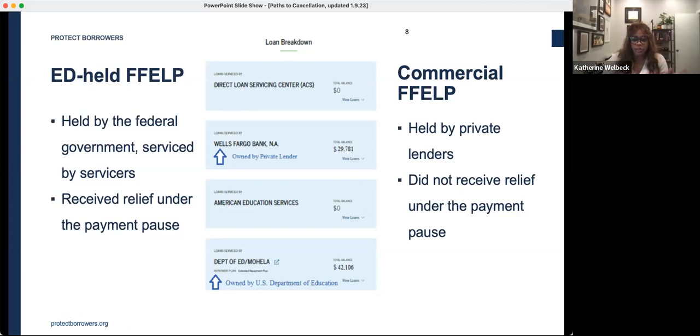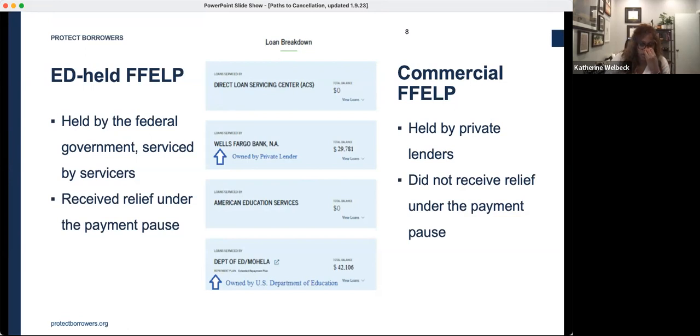As I mentioned on the previous slide, FFEL loans that are held by the Department of Education are eligible for student debt relief. So if you have a commercially held FFEL loan, that will not be eligible for President Biden's cancellation plan. One way to tell is that commercially held FFEL loans have not been receiving the payment pause, while Department of Education held FFEL loans have been receiving it.